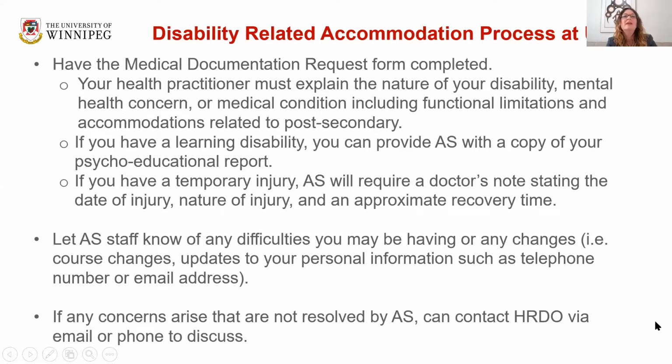So following the meeting, of course, you would have your medical documentation request form completed. Your health practitioner, typically a family doctor but it could be a specialist, would complete the form that would explain the nature of your disability or health concern, including any functional limitations or accommodations related to post-secondary. That's really speaking specifically to the limitations in the post-secondary environment. So what impacts does your disability or medical condition have on your ability to do the work in school? They don't have to disclose your diagnoses. It's really about the general nature of the disability and what those functional limitations are.